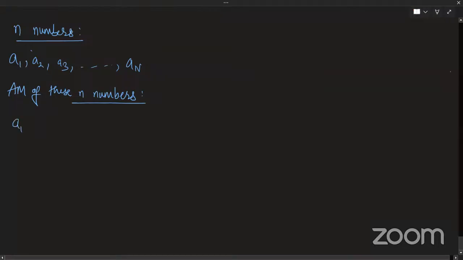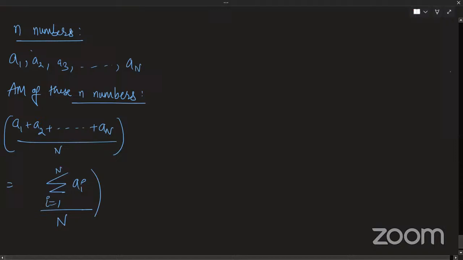Sum of observations by number of observations. Correct. So it is a1 plus a2 plus so on till an, whole by n, right? In other words, I can write it as sigma i is equal to 1 to n of ai by n, right? Correct. Everyone got it? So this is the arithmetic mean of n numbers.